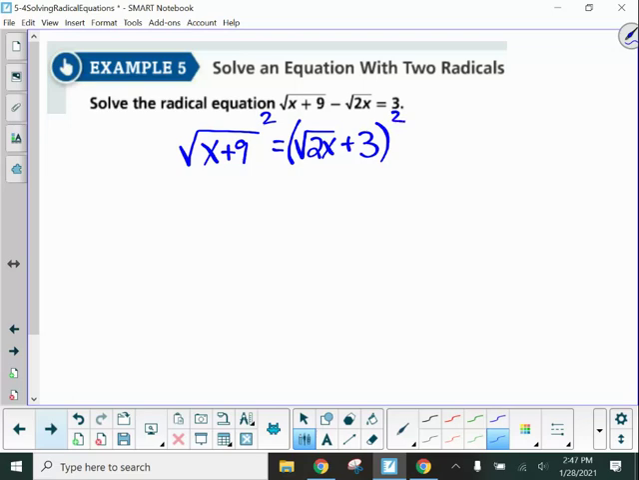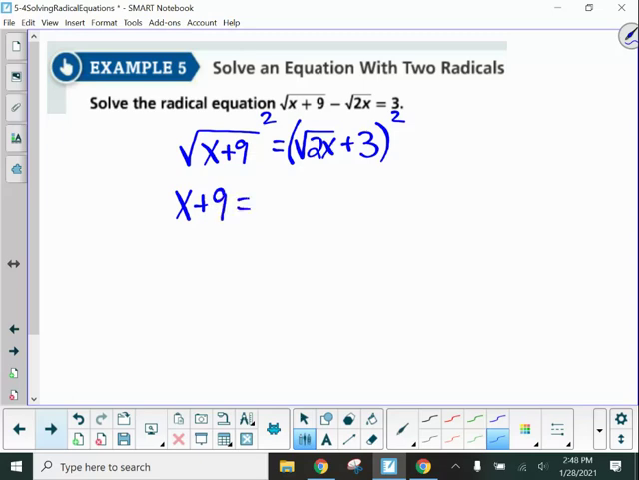Notice I do have a binomial on the right, so I'm going to have to FOIL that or use my shortcut rule. And when you do that exponent with the 2 on the right-hand side, you're actually still going to have a square root in your problem, and that's normal. That happens almost all the time with these.